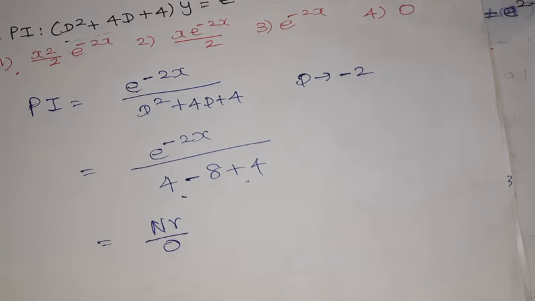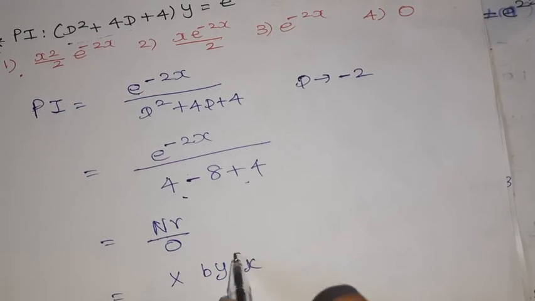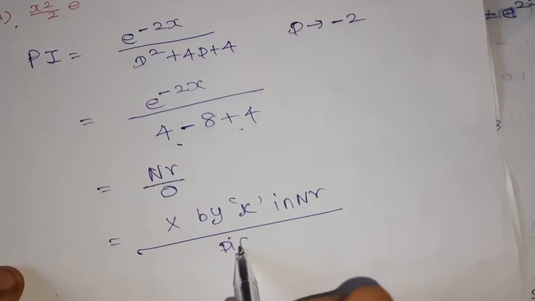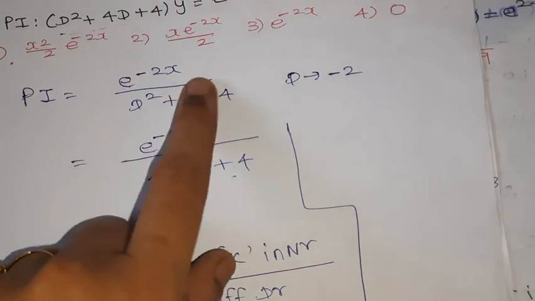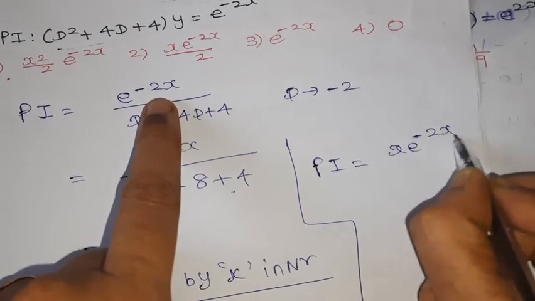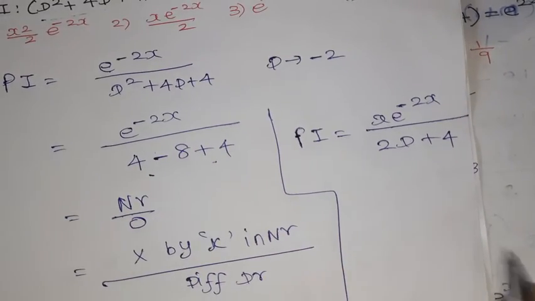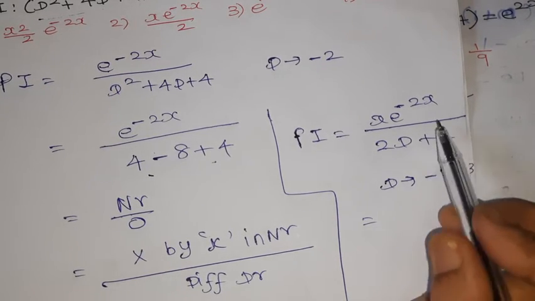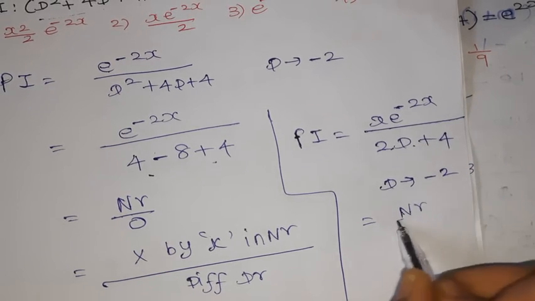Whenever the denominator becomes 0, we should multiply by x in the numerator and differentiate the denominator. So multiply by x e^(-2x), and differentiate the denominator: 2D plus 4. Then we substitute D by minus 2. 2 into minus 2 is minus 4, plus 4, again we are getting numerator divided by 0.